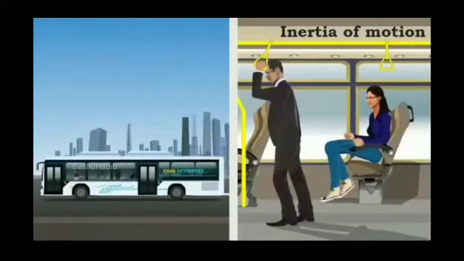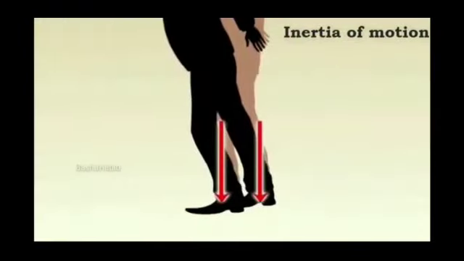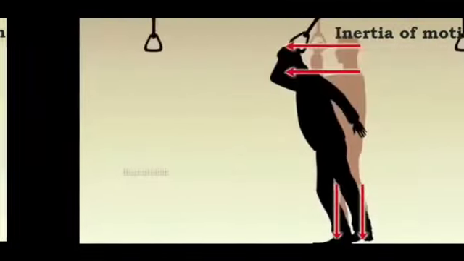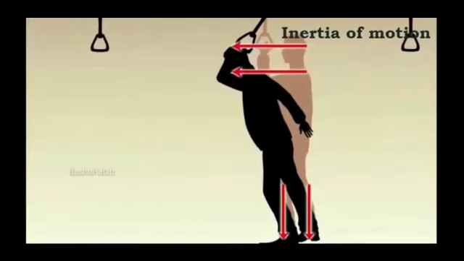Next, inertia of motion. When a moving bus stops suddenly, passengers standing inside the bus tend to fall forward. It's because the lower part of the body comes to rest along with the bus, while the upper part tends to continue its motion due to inertia of motion. The resistance of the body to change its state of motion is called inertia of motion.